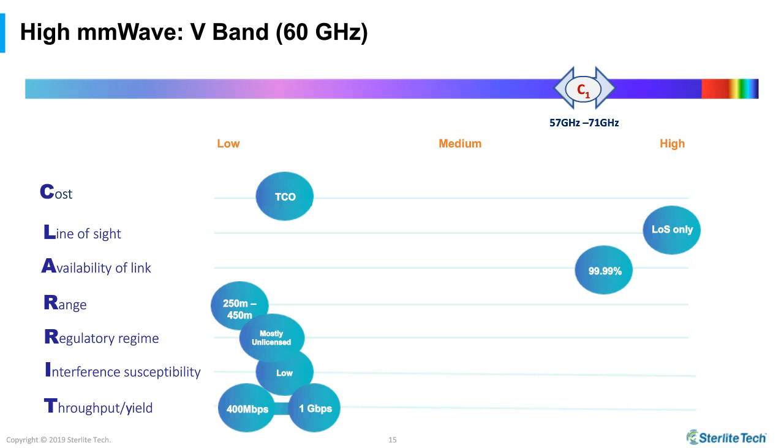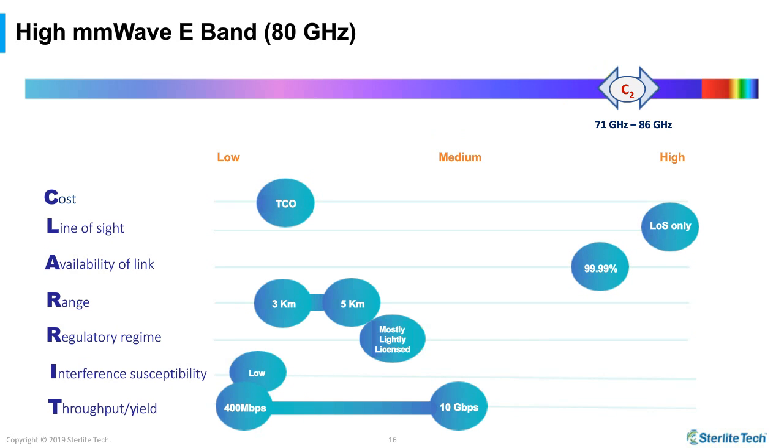And really at this band, the important thing to understand is, because of the short range and the effect of oxygen absorption, you really have to look at a mesh topology, and we'll discuss that a bit later.